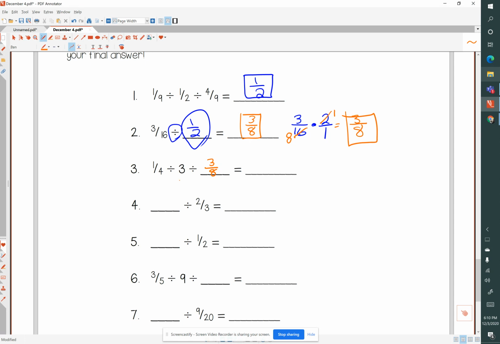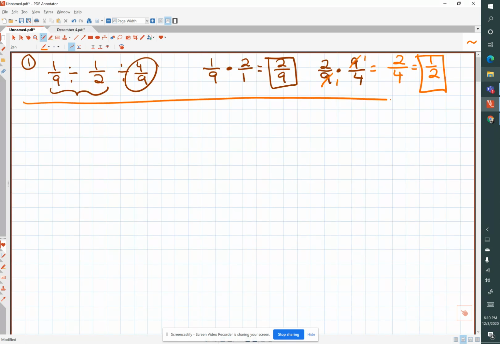And now I'm dividing 3 dividends. So I'm going to go to my next page. This is number 3. And it will be 1/4 divided by 3 divided by 3/8. Now, first thing I want to do is I'm going to put a denominator of 1 under this. I'm also going to take these first 2 and work on those.